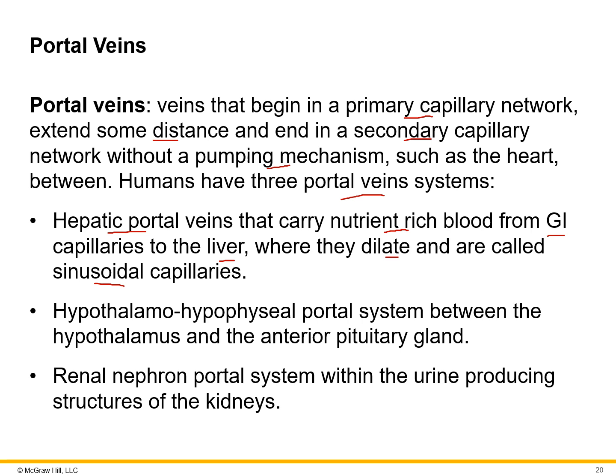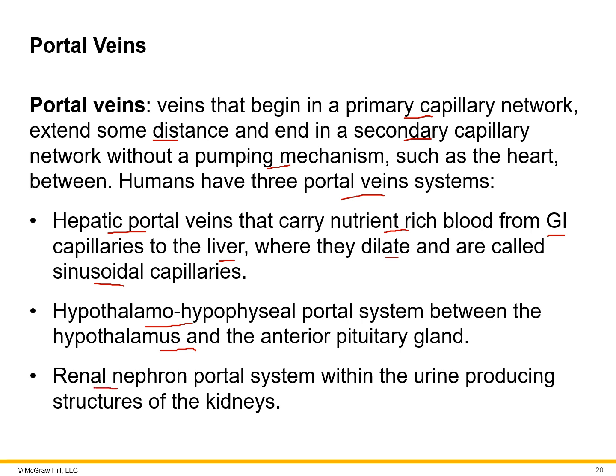The 2 other ones, so we have the hypophyseal, rolls off the tongue, portal system, and that goes between the hypothalamus and the anterior pituitary gland. So talking more about that in the endocrine chapter as well. But that's going to be a portal system that allows for hormonal control between that hypothalamus and the anterior pituitary, again going from the capillary bed of one to the other.